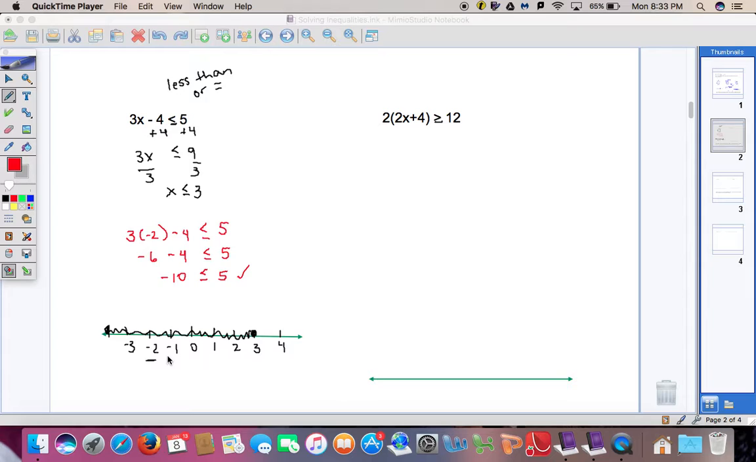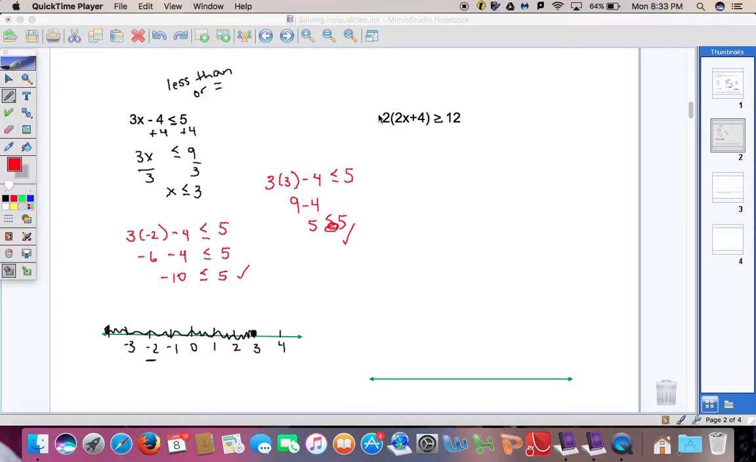And if I substituted a 3 in here for x, I would have 3 times 3. So if I want to check that, 3 times 3 minus 4, is that less than or equal to 5? Well, 3 times 3 is 9, and 9 minus 4 is 5, and 5 is equal to 5. So because I have that or equal to part down here, this would also be a true statement.